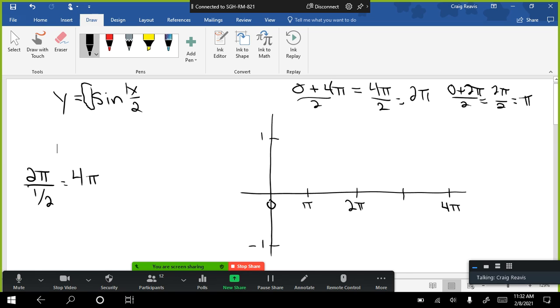And then to find this one, it's halfway in between 2 pi and 4 pi. Okay, I'm going to average or add the 2 pi, over here, 2 pi plus 4 pi. I'm going to divide it by 2 to find the average. So that's 6 pi divided by 2, which is 3 pi. So now I have my graph labeled.